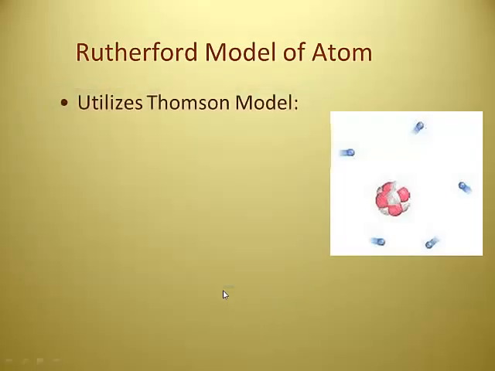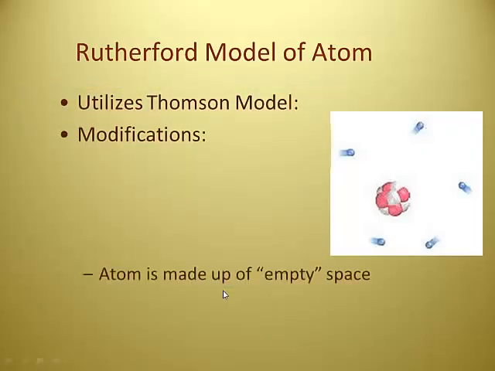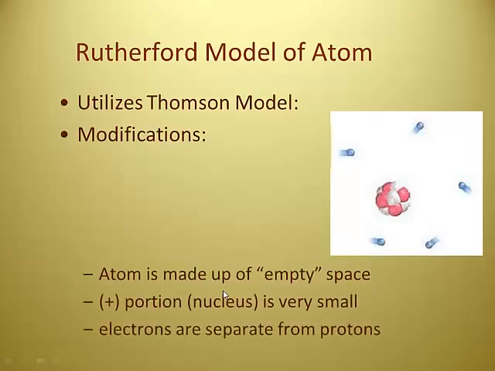So this utilizes the Thompson model. There's some modifications here. The atom's now mostly empty space. The positive nucleus is extremely small, and the electrons are separated from the protons. So we don't have any corpuscles inside of pudding anymore. We don't have any electrons inside of pudding. Thompson's model is gone.